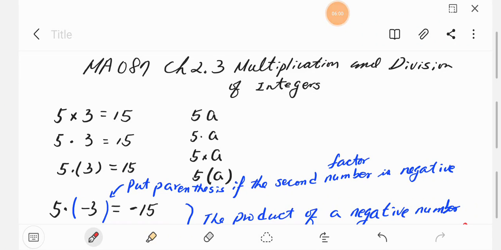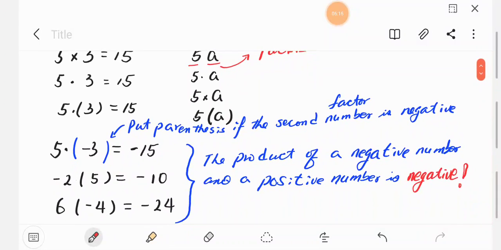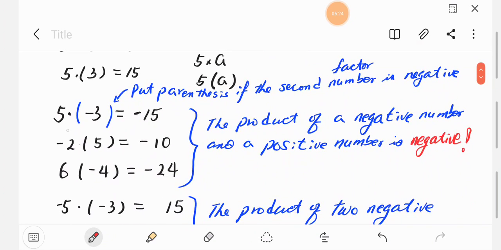Alright, so when you multiply two numbers, we call these numbers factors. So each number, this A, 5A, these are all called factors. The numbers or variables in a product are called what? Factors. So when you multiply two numbers with different signs like this, then the result of this product is negative. One is positive, one is negative, then the result is negative.